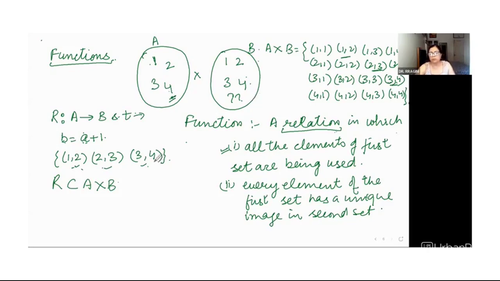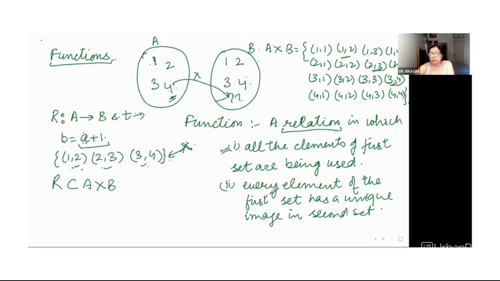We have a restriction. We don't have an image. There is no such element we can link with 4 here which satisfies this particular relation. So we haven't used 4. That means, according to the first criteria, this relation is not a function. So even if the second one holds true, we can say this is not a function, right? Still, we are going to check.